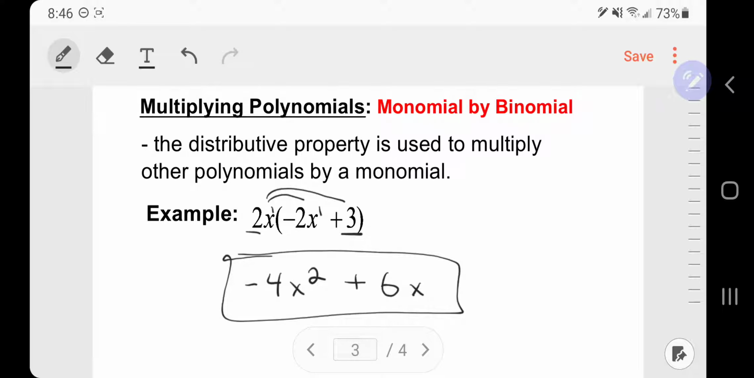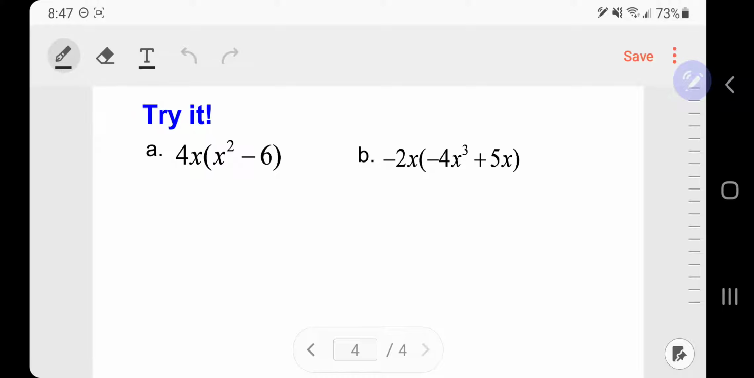All right, let's take a look at a couple more examples with multiplying by a monomial and a binomial. Okay, so again, distributive property, 4x times x squared. This is like having a 1 here, so that becomes 4x to the third, because we have 1 plus 2 for the exponents. And then 4x times negative 6 is negative 24x.